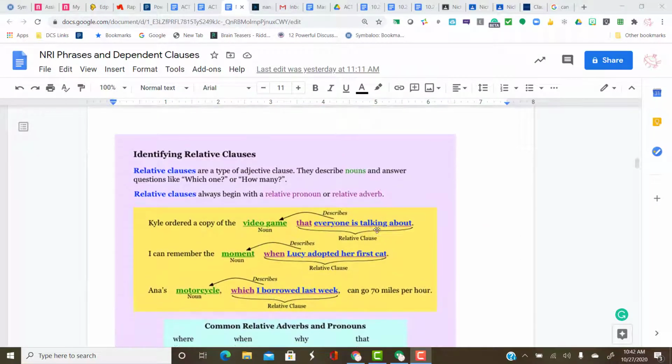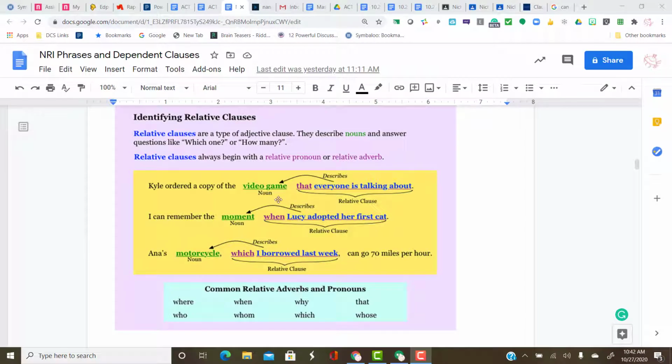All right, the next slide, the next lesson is about relative clauses. And remember, clauses have a subject and a verb. Dependent clauses don't stand on their own. They don't make a complete thought. Independent do. This type of clause, an adjective clause, modifies nouns and pronouns and answers again the questions: which one, what kind of, or how much or many. They always begin with a relative pronoun or a relative adverb, and you've got a list of those down here at the bottom.